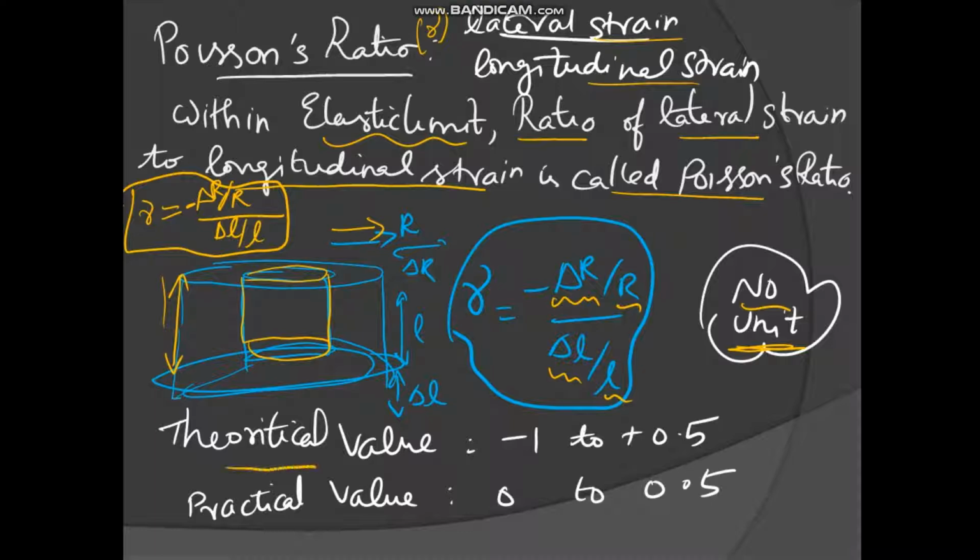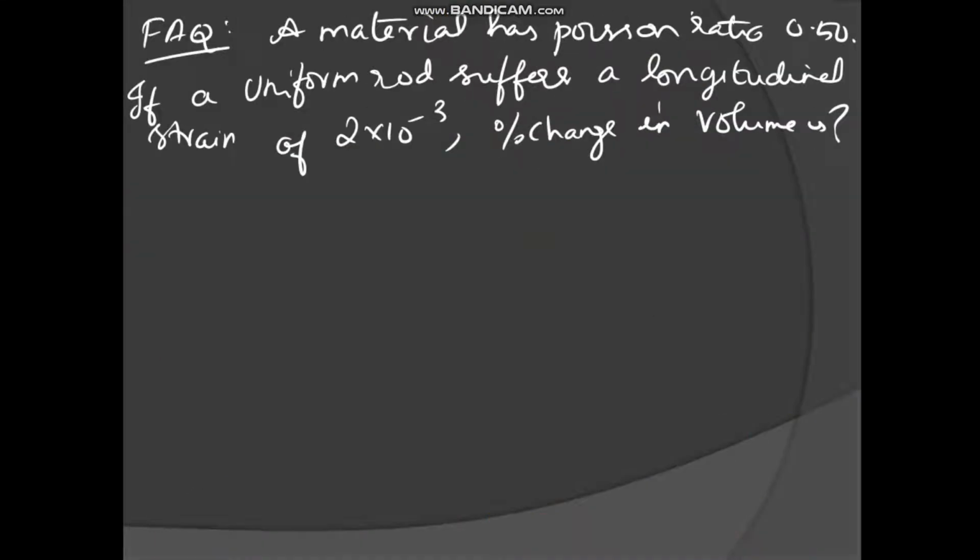Next, theoretical value of Poisson's ratio is minus 1 to 0.5. Its practical value is 0 to 0.5. This also you must remember. Which of the following is a possible practical value of Poisson's ratio? It is a common type of question.